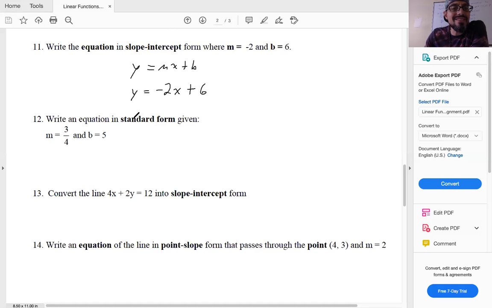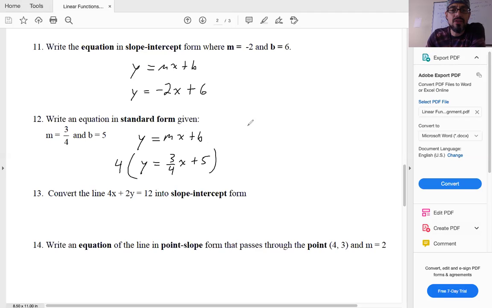Write the equation in standard form of the line given, okay? So what have they given us? The slope and the y-intercept. Into y equals mx plus b it goes. So we have y equals 3 over 4x plus 5. But in standard form, we're not allowed to have any fractions. Also, x has to be positive. So to get rid of the fractions, I'm going to distribute a 4.